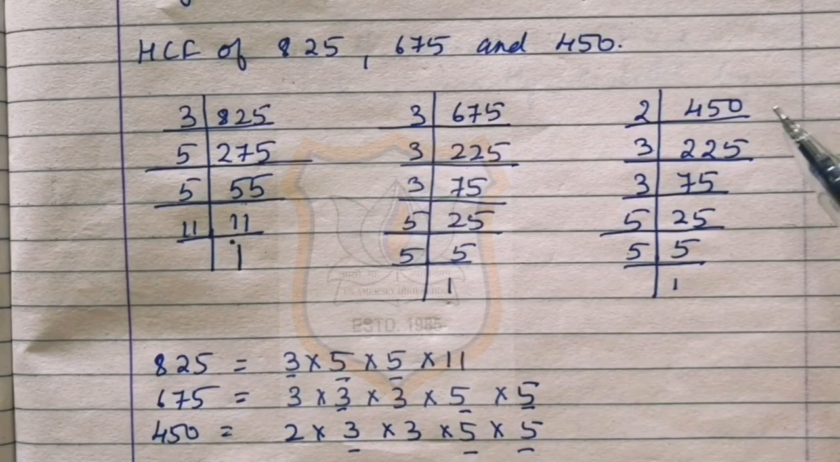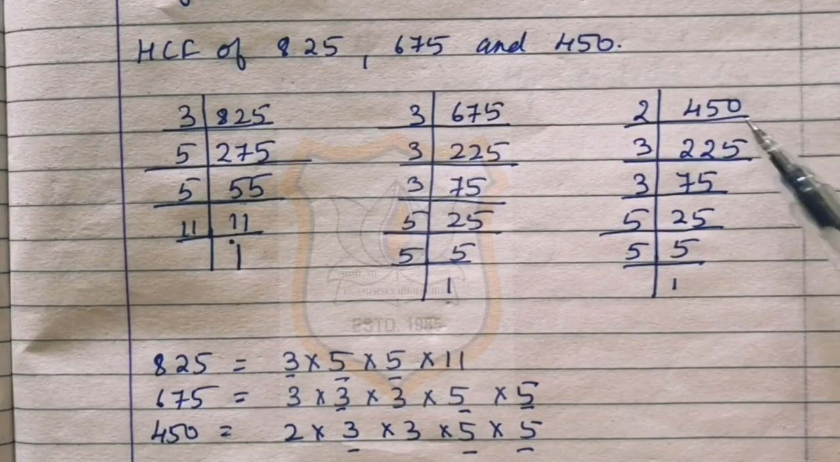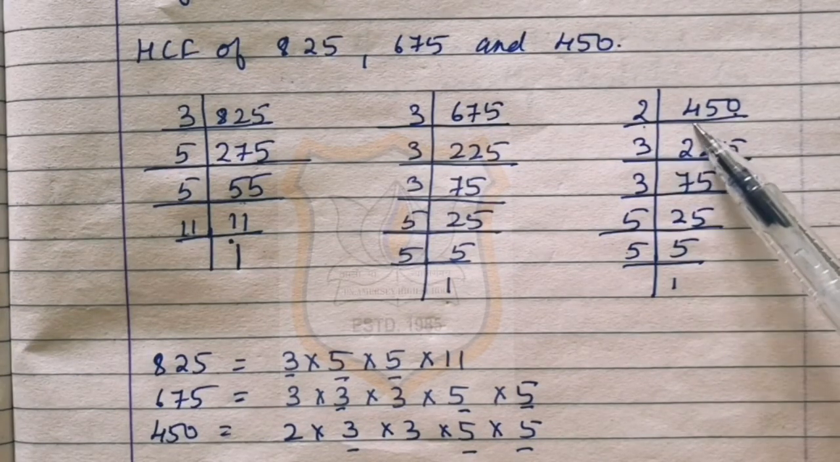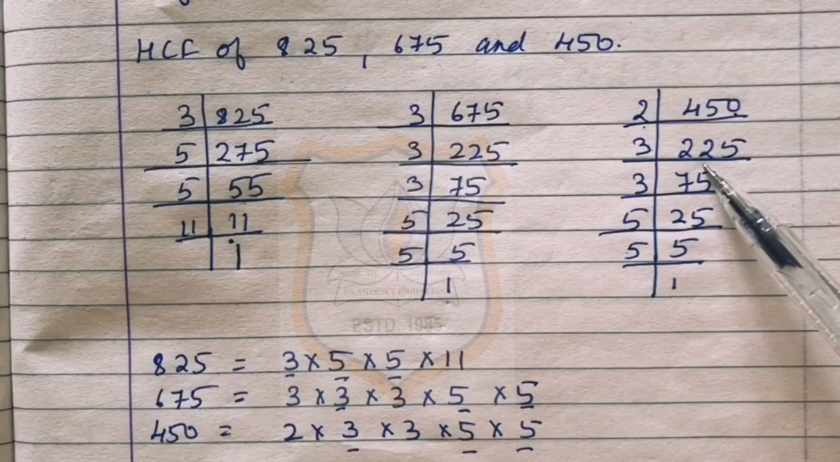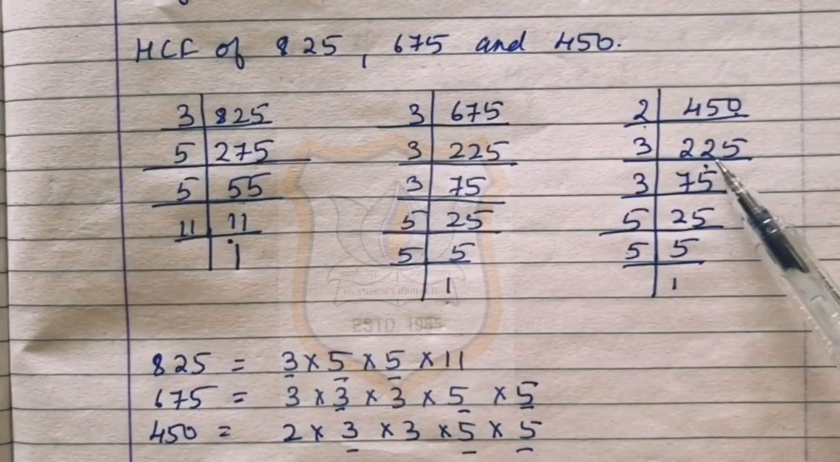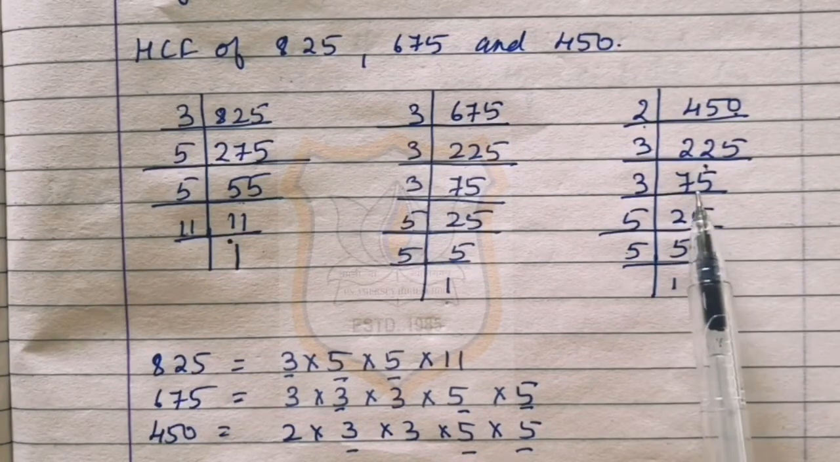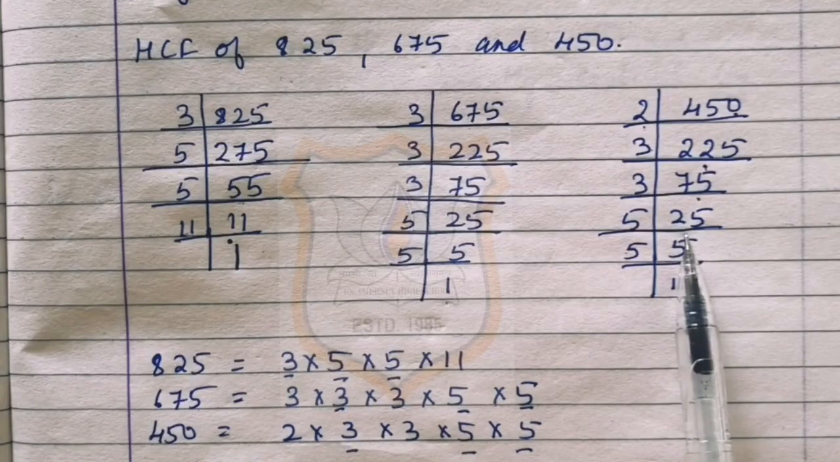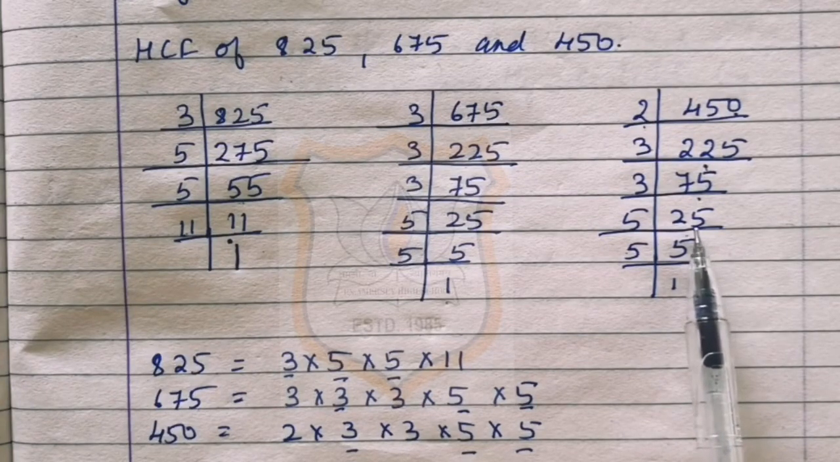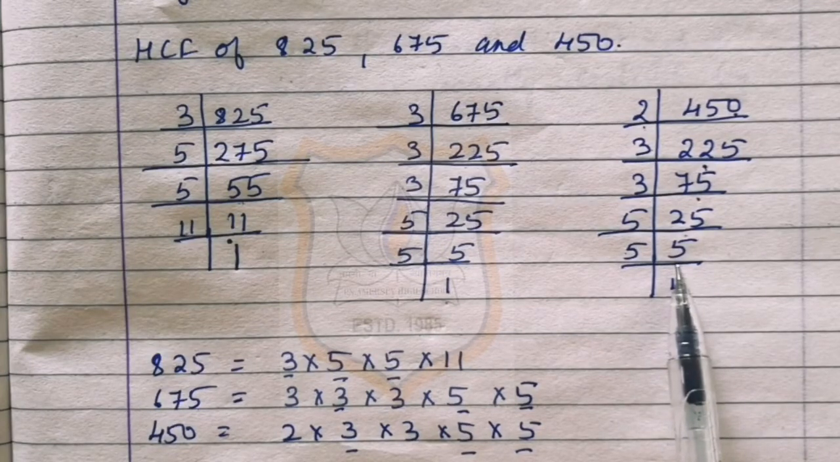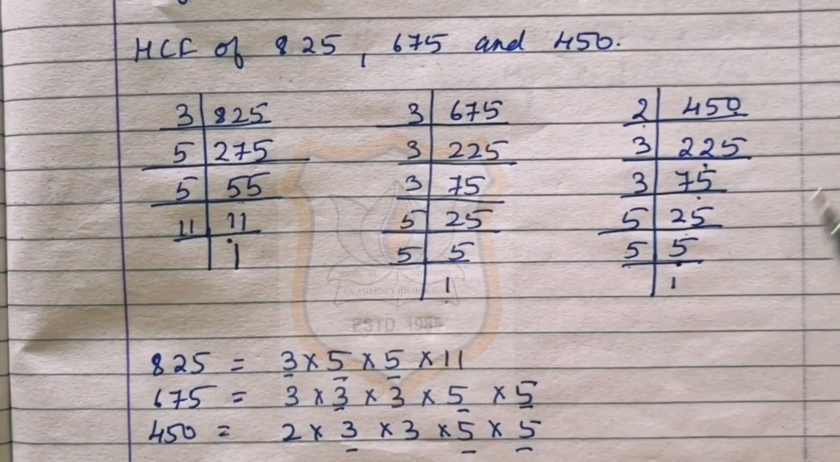Now we have to find out the prime factors of 450. As here the unit digit is 0, so we will divide this number by 2. By dividing 450 by 2, we will get 225. And by dividing this 225 by 3, we will get 75 as a quotient. Now here again 75 is divisible by 3, so we will divide these two numbers, we will get 25 as a quotient. And now we will divide this 25 by 5. By dividing these two numbers, we will get 5 as a quotient, and now we will divide this 5 by 5. Dividing 5 by 5, we will get 1.